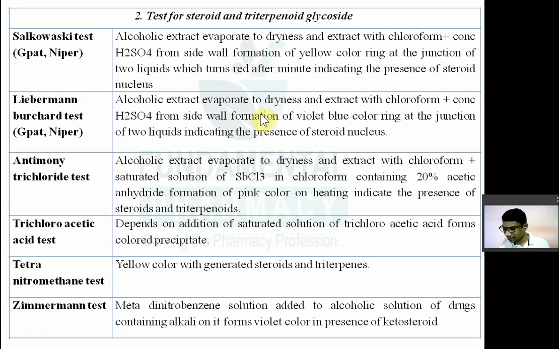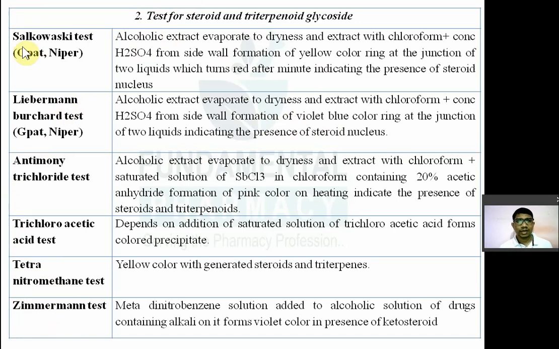Now for that you have these tests. First one is known as the Salkowski test, then the Lieberman-Burchard test. Third one is the antimony trichloride test. Fourth one is the trichloroacetic acid test. Fifth one is the tetranitromethane test, and sixth one is the Zimmermann test. So all these tests are for identification of steroid nucleus or triterpenoid glycoside. Remember the names of the tests.